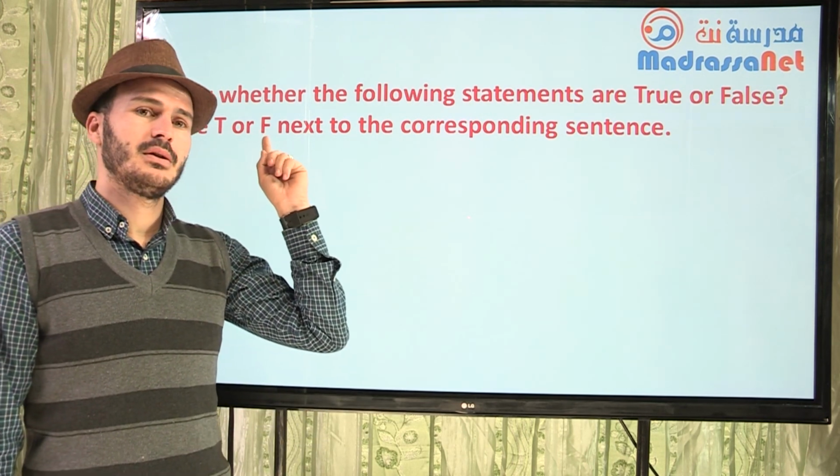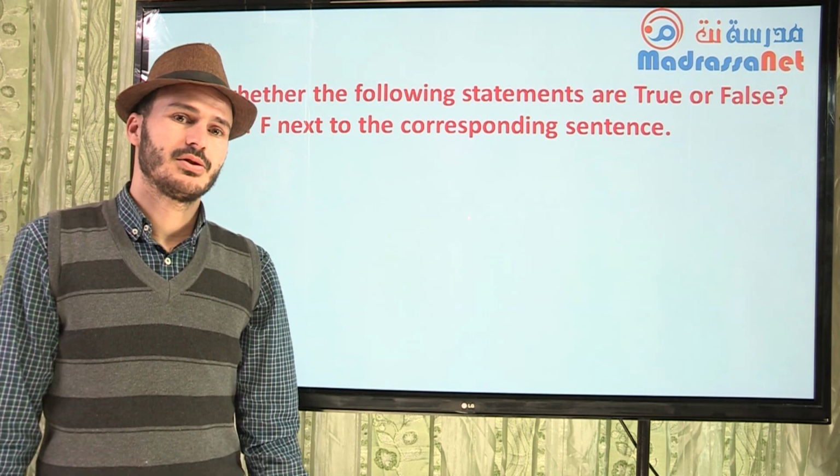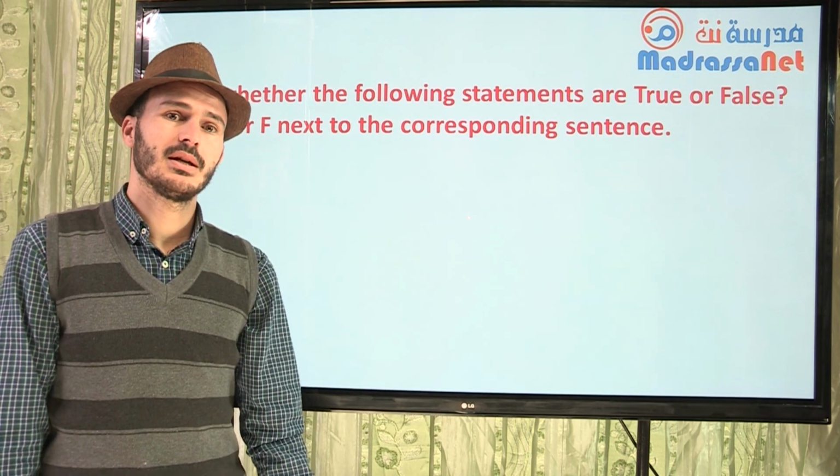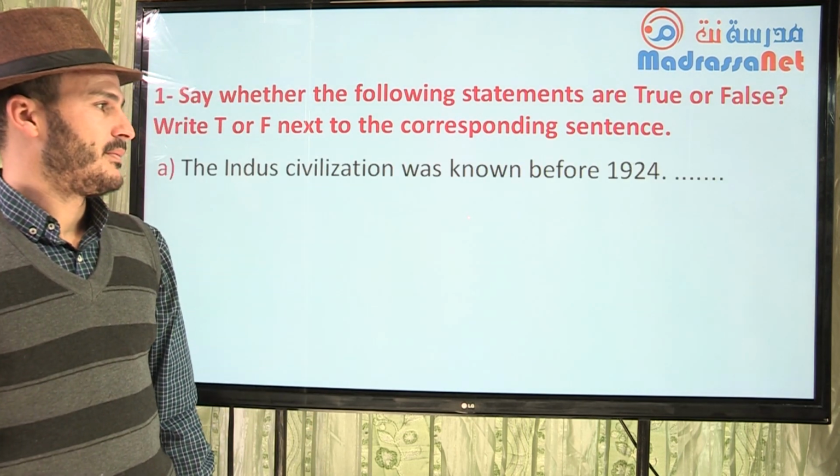So if the sentence is right, is true, just write T in front of it. If it is wrong, just write F in front of it.